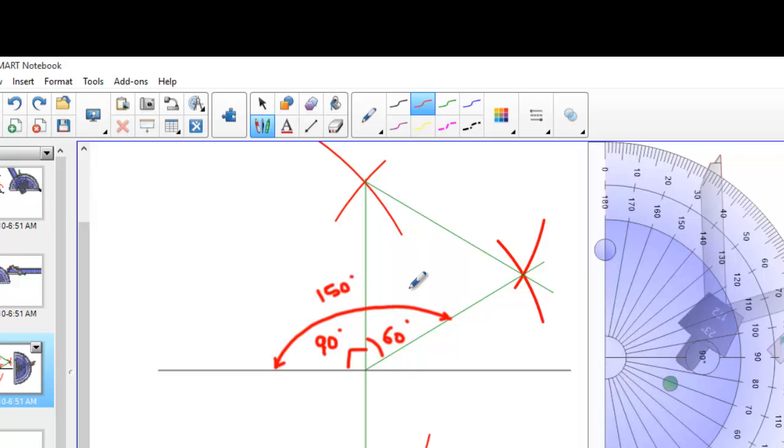Now if the teacher asks me for 120, I can bisect the 60 into 30. 30 plus 90 equals 120, and so on. There are many angles that I can construct with a compass. And as you can see, I didn't use a protractor to construct, but I used a protractor to check.